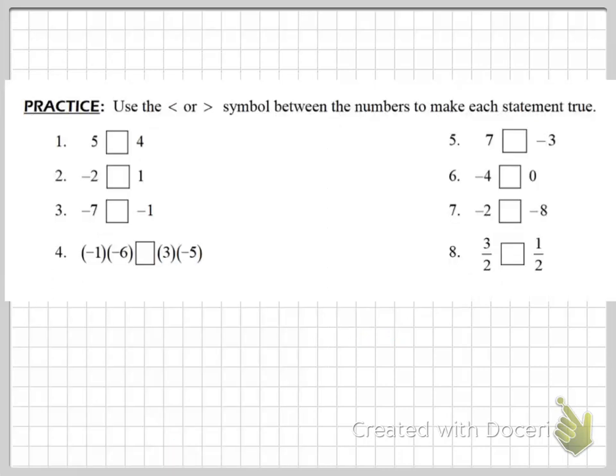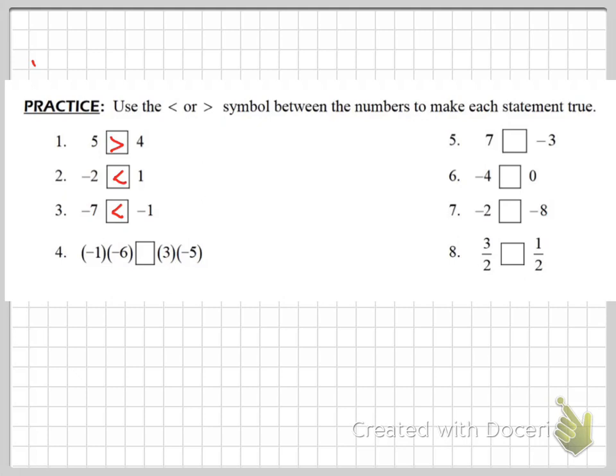Let's do some more practice. I would encourage you to pause the video, do this on your own separate paper, and then unpause the video to check your work. So 5 is greater than 4. Negative 2 is less than positive 1. Negative 7 is less than negative 1.